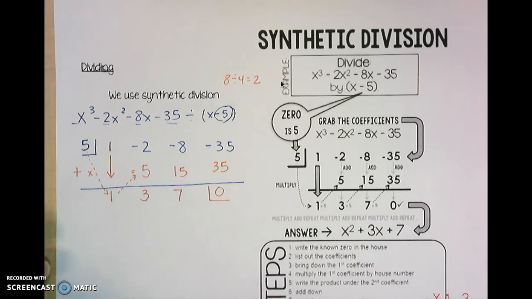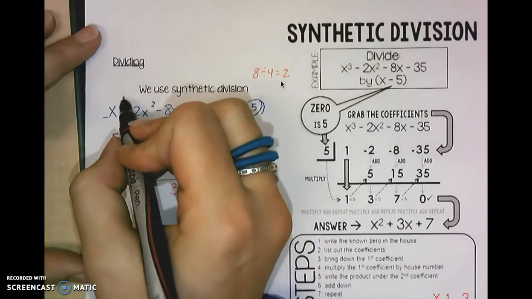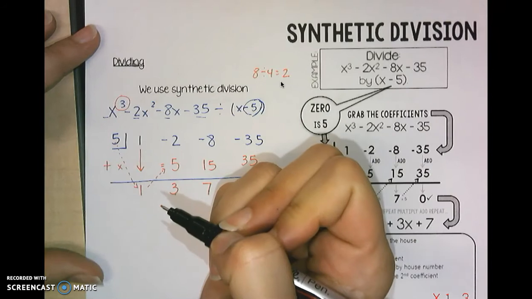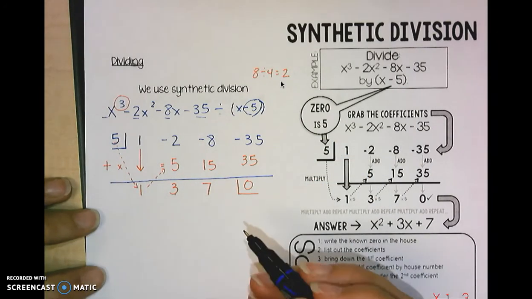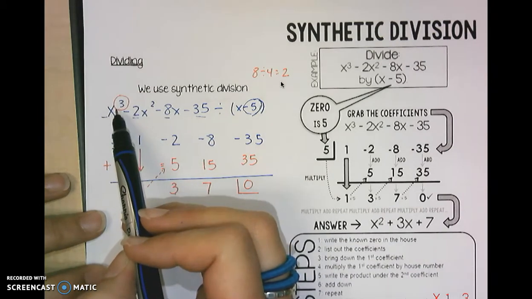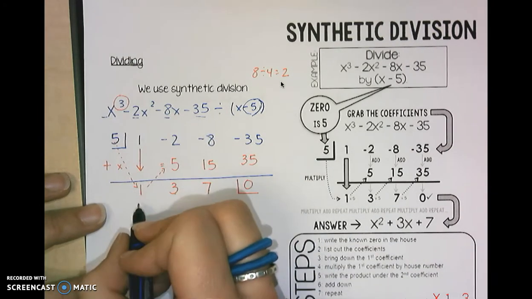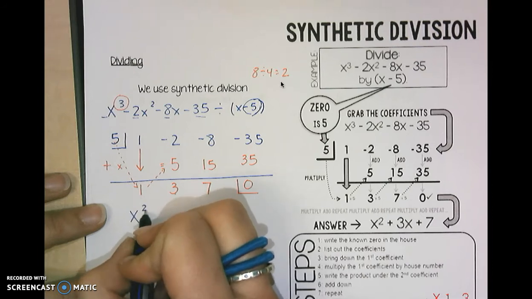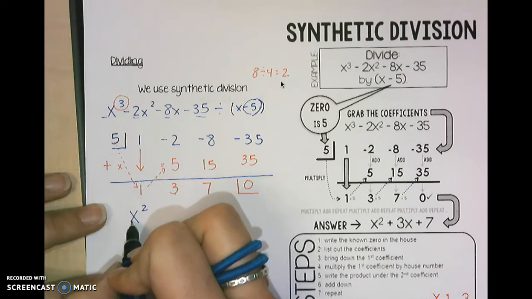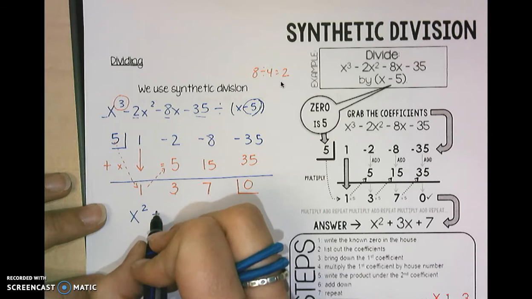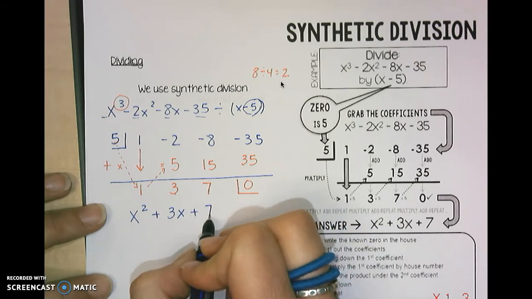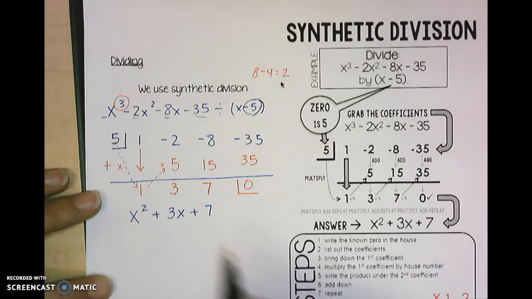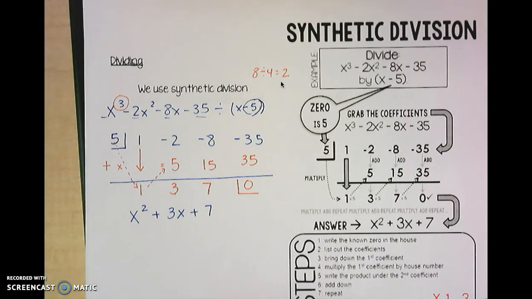Then we need to write our solution. I look back at my original problem. I had x to the 3rd power, so I'm always going to go 1 less than the greatest power. Since that was x to the 3rd, my answer always starts with x squared, and this coefficient is 1. Here we have 3, so I had x squared, now I just have x, and this is positive. Then I just have 7. So my solution is x squared plus 3x plus 7.